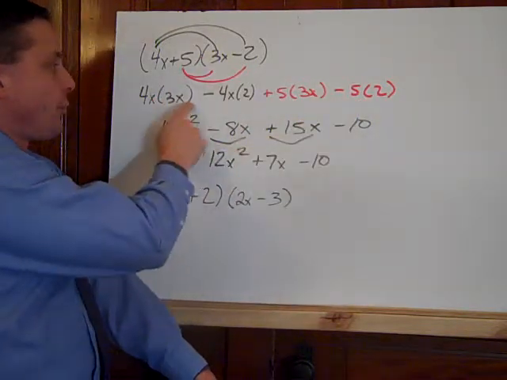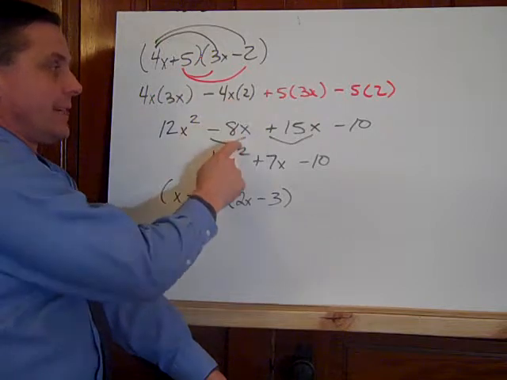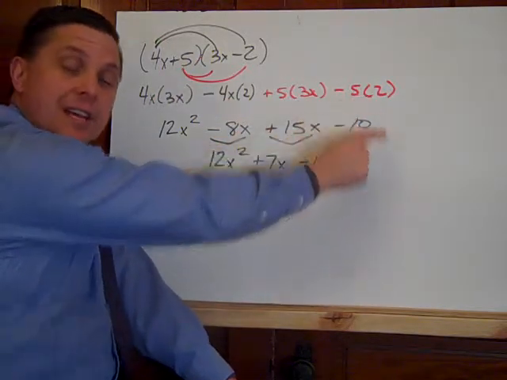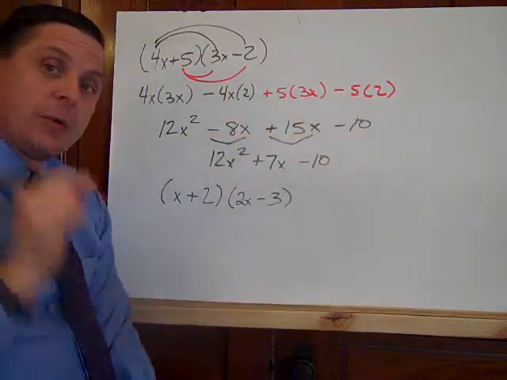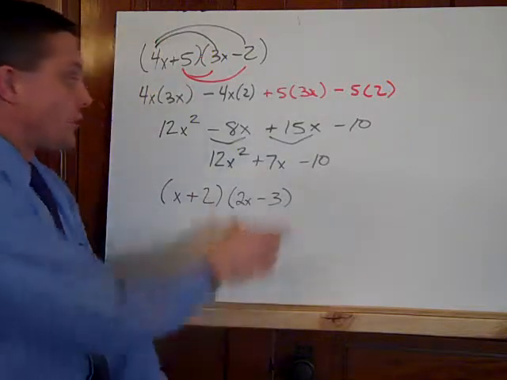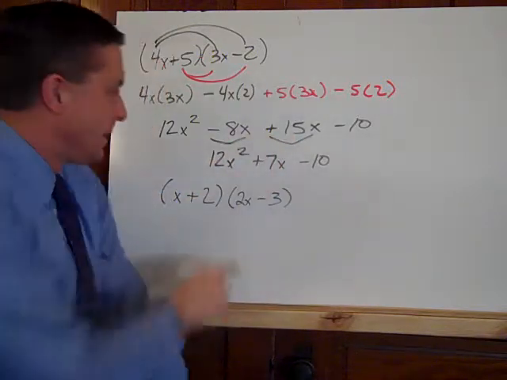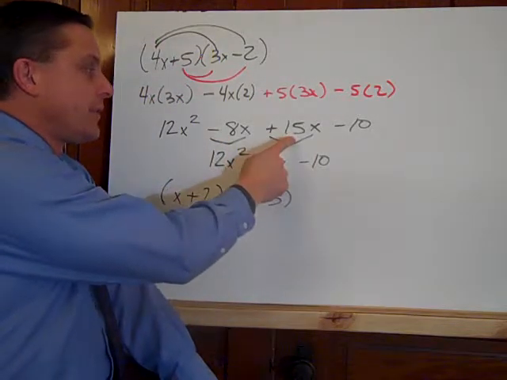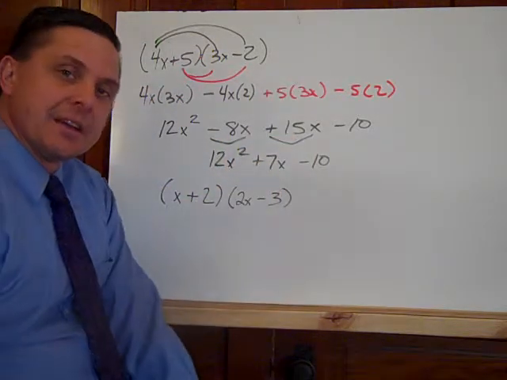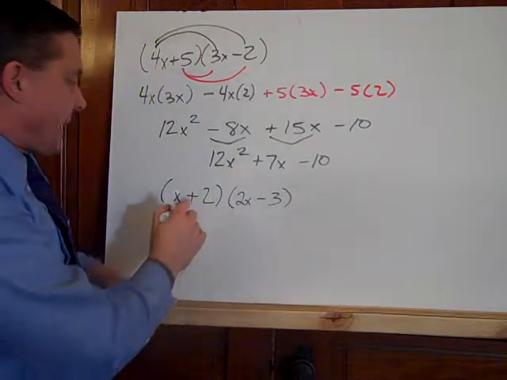And when I multiply those out, 12x squared, negative 8x, 15x, and negative 10, I will then search for like terms. And there are 2 in the center. And when you multiply binomials, that happens a lot. Negative 8x plus 15x makes 7x. So I'm going to do it here again. We'll do it on the bottom one.